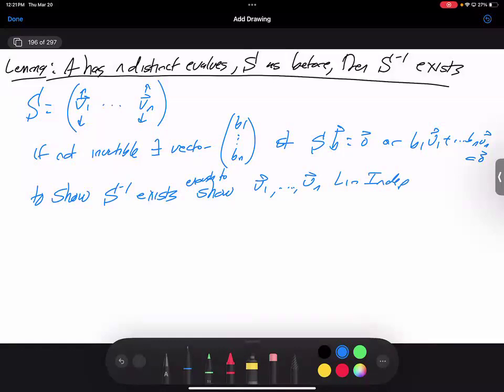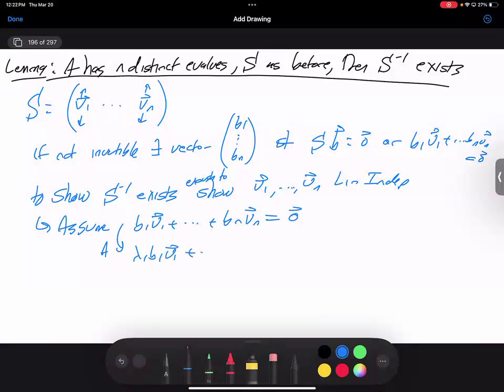Take an arbitrary linear combination. Good. Assume not, so assume B1 V1 plus dot dot dot plus Bn Vn equals 0. Then apply A, and we get lambda 1 B1 V1 plus dot dot dot plus lambda n Bn Vn equals 0.